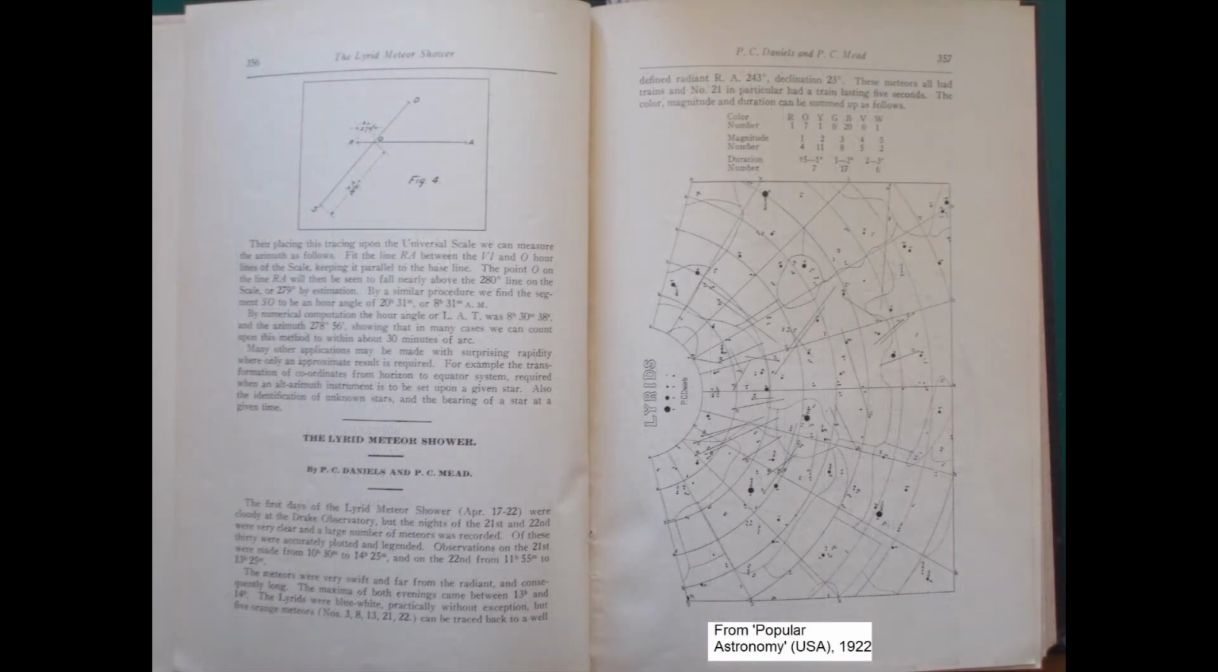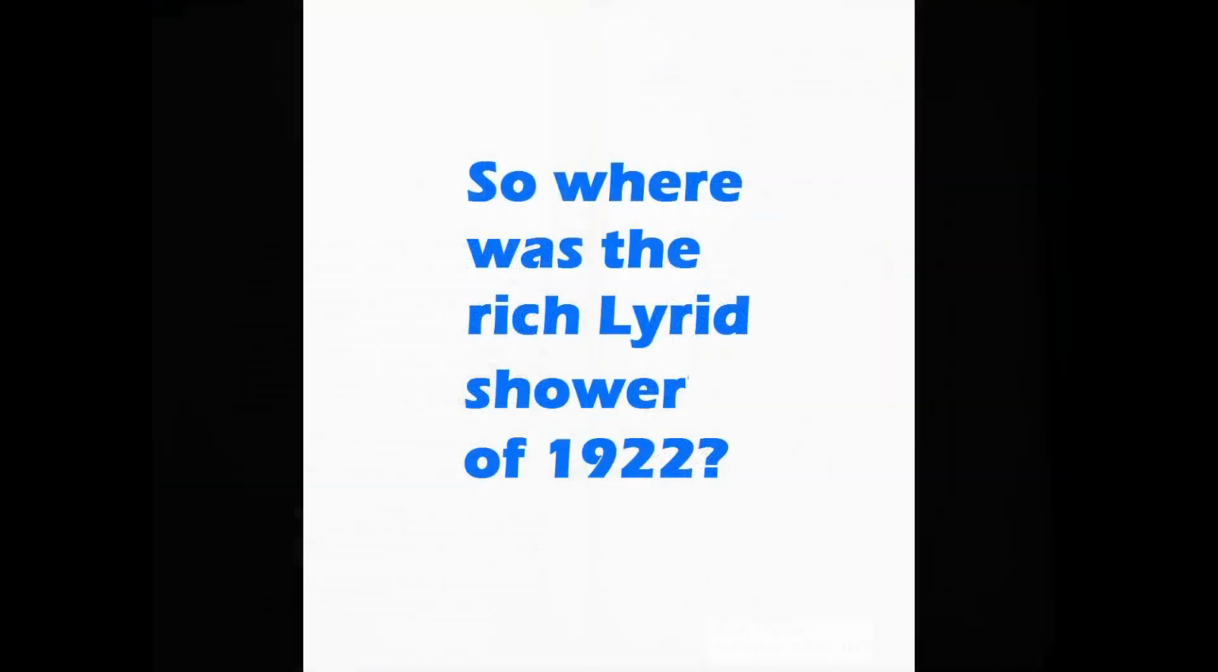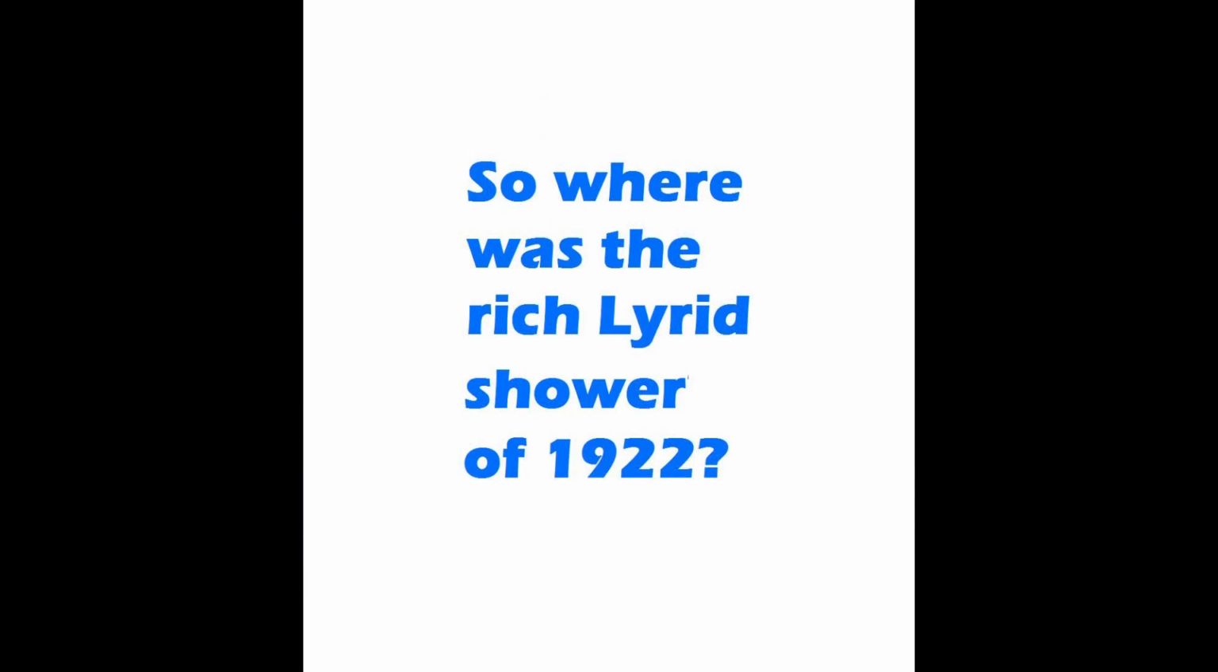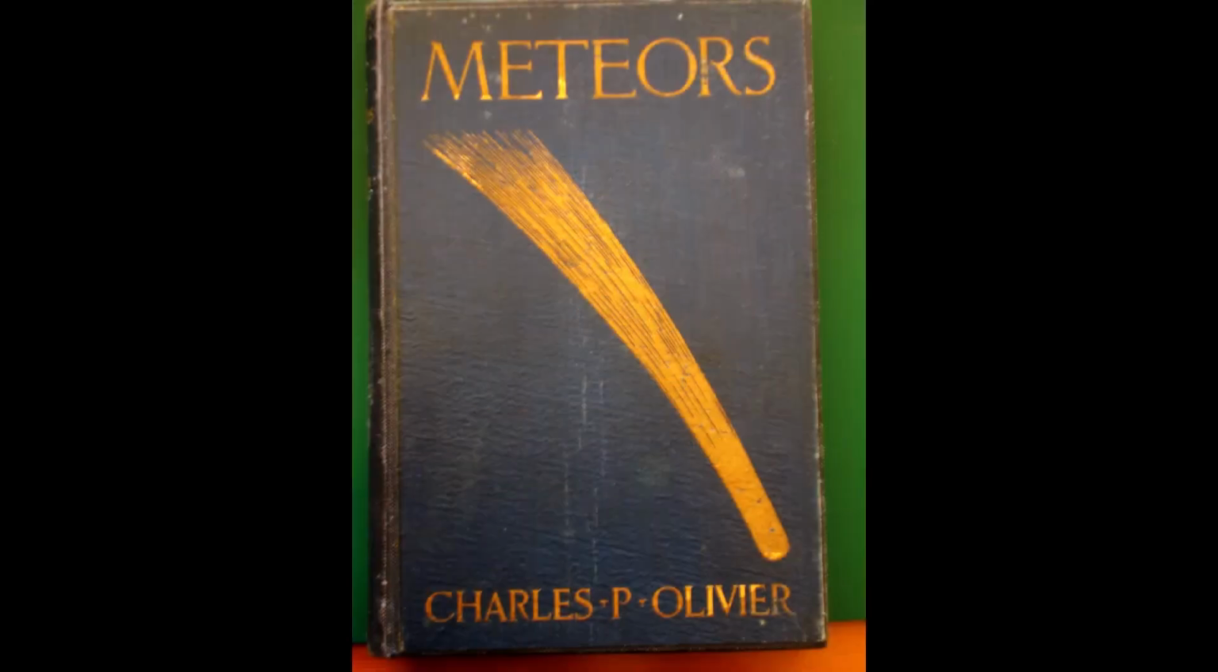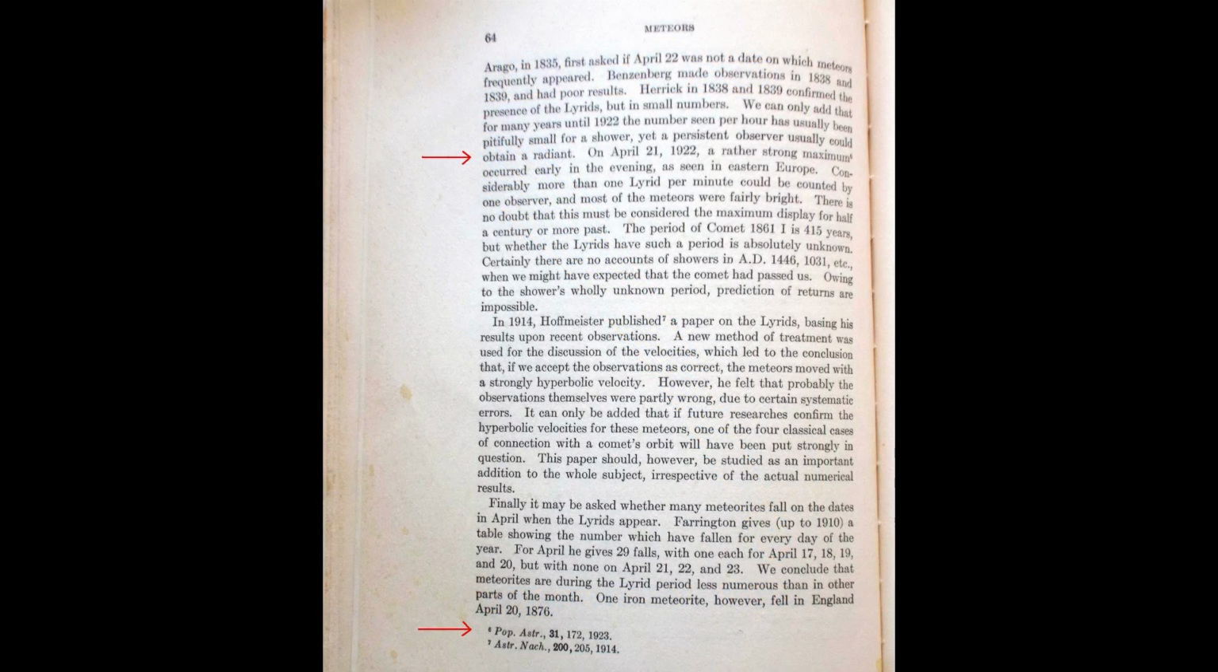Well, there were reports from overseas. This is a map showing some of the tracks of the Lyrids observed, from the magazine Popular Astronomy, published in the USA for 1922. But where was that meteor shower? Was it a myth? Well, no, it wasn't. I decided to have a look in my library, and I found this book by Charles Olivier, who was the meteor section director in America of the American Meteor Society, and he writes in his book, April the 21st, a strong maximum was observed from Eastern Europe, and there's a reference to Popular Astronomy. So I looked it up, and here it is.